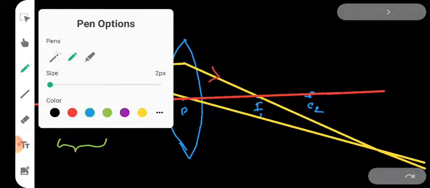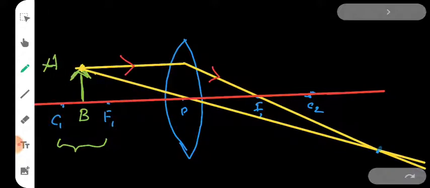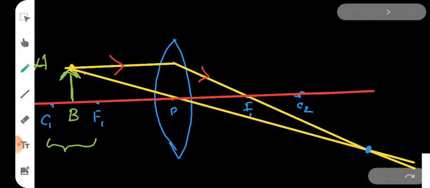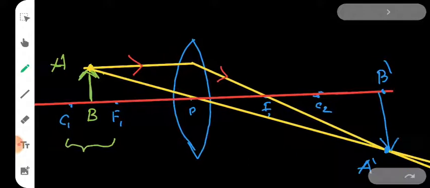This is the point where they intersect, they meet, and that point will be the image of A, and I will call it A prime. Similarly, you will get an image of B over here, and I will call that B prime, and if you extend it, you will know the image of the whole object. Wow, that's good. Now you are coming to somewhere.